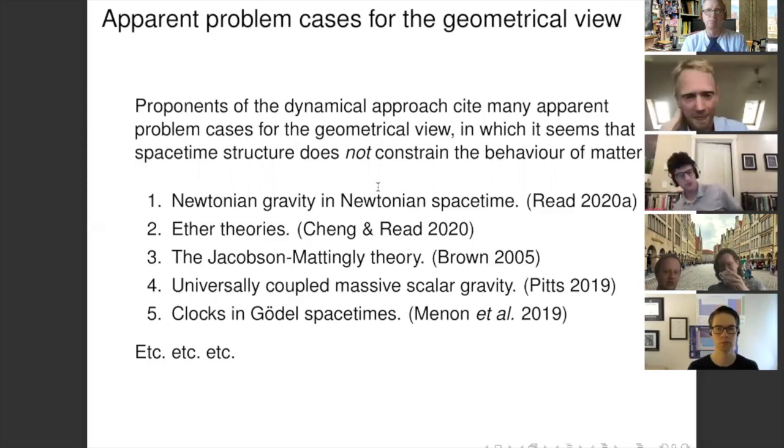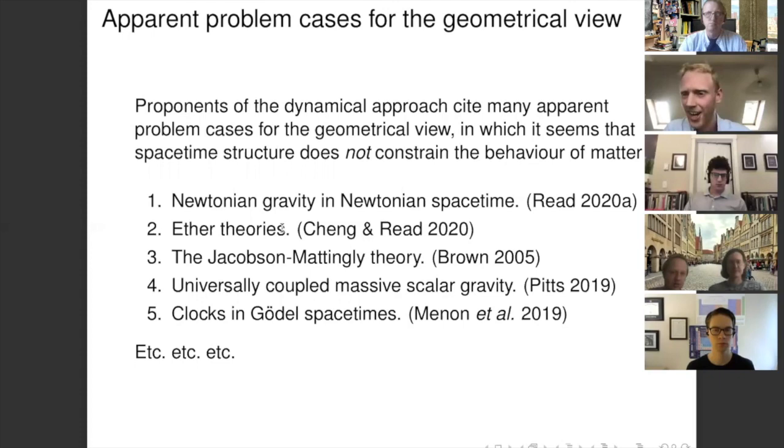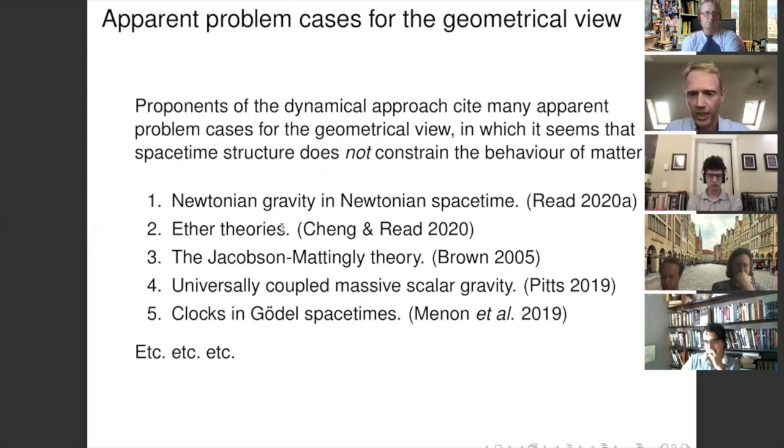Another example would be ether theories of the kind that people were thinking about before Einstein came along in 1905. Phenomenologically, things look Lorentz invariant, but according to these ether theorists, the base level symmetries of your physical theories are the Galilean symmetries. So that seems to be a case, again, in which space-time structure, the Galilean symmetries, isn't being mirrored by the symmetries of matter, which at least phenomenologically look to be Lorentz symmetries. Another example is the Jacobson-Mattingly theory. This is similar to the first case, a case where dynamical symmetries come apart from space-time symmetries.